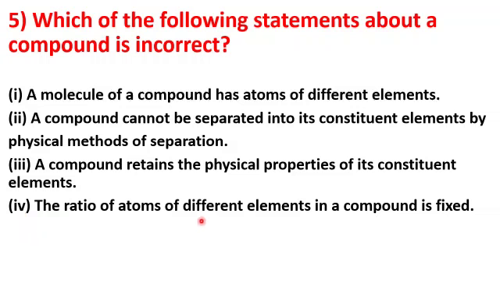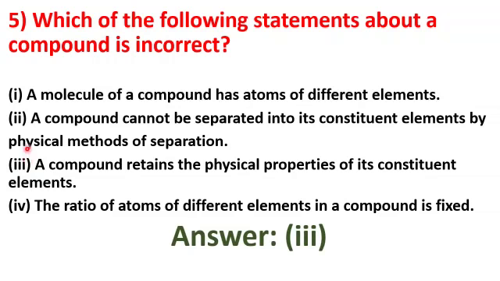Take the fourth statement. The ratio of atoms of different elements in a compound is fixed. So obviously during formation of compound, there will be fixed ratio of atoms which are combining. Okay. So here only third option is incorrect. So answer is third one.